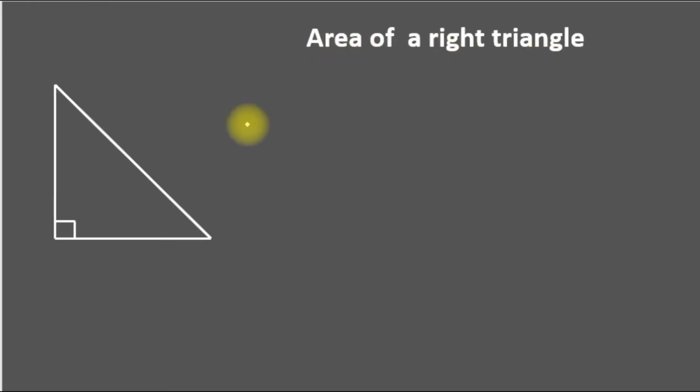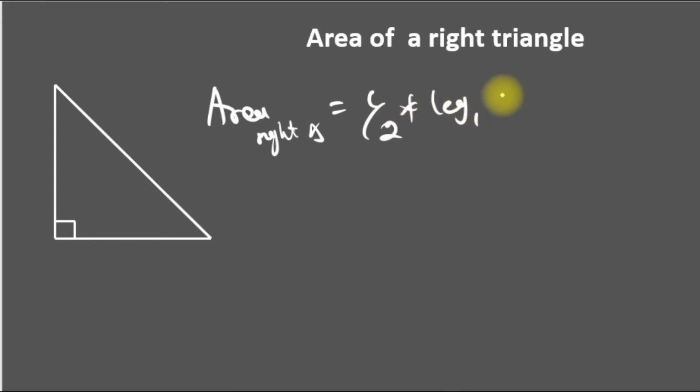Area of a right triangle. The area of any right triangle is always half times leg 1 times leg 2. We know legs, this is a right angle triangle. The legs are always the sides apart from the hypotenuse.